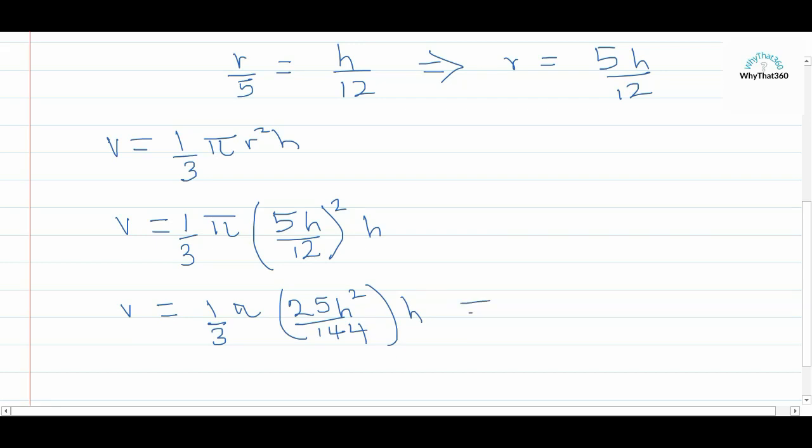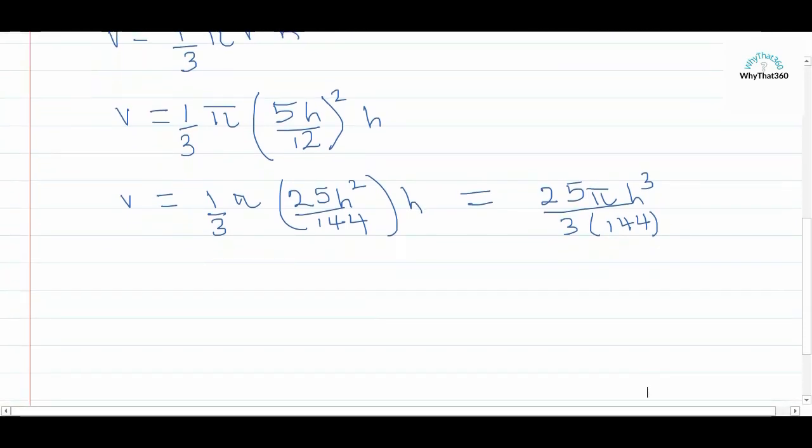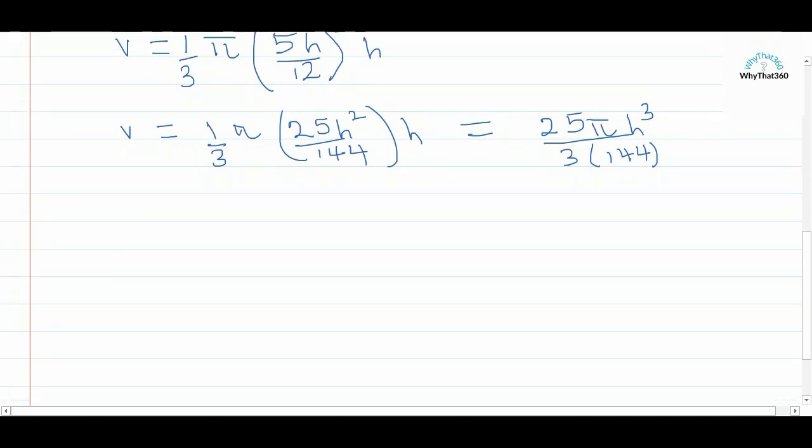So we are going to get the volume is equal to 25 pi h cubed divided by 3 times 144. That becomes the volume. Now let's differentiate this volume with respect to time.